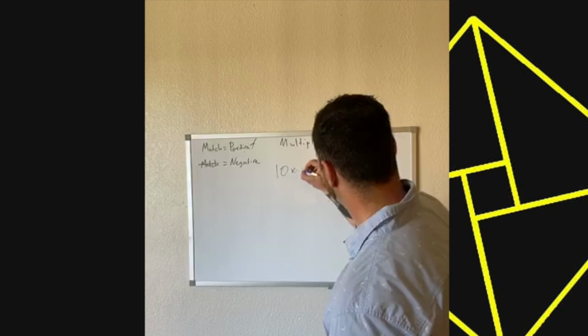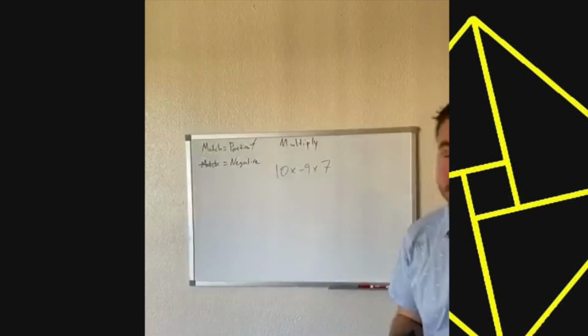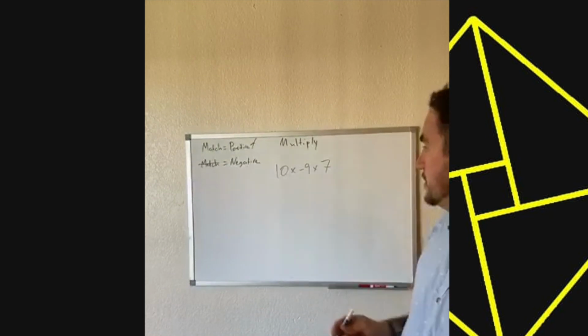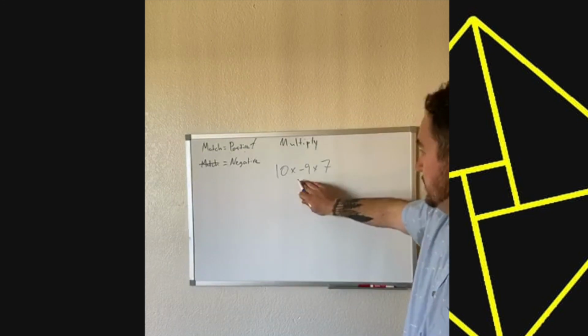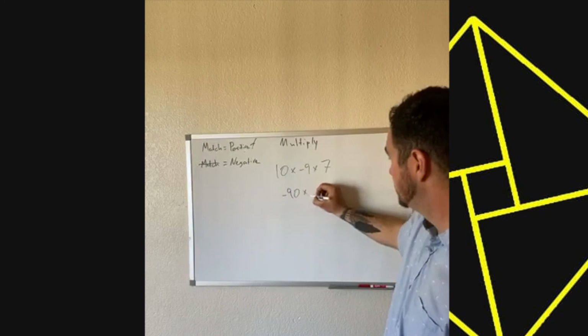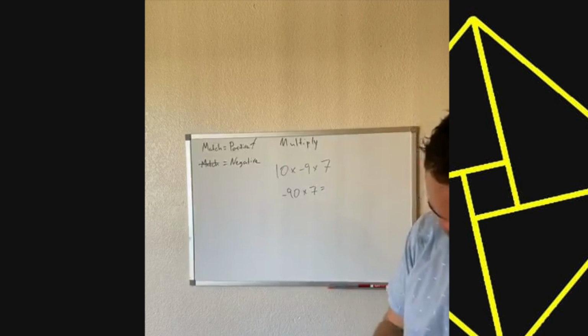So 10 times negative 9 times positive 7. And just like we did yesterday when we did the addition with 3 terms, we're going to do the same thing here, 3 terms, alright? 10 times negative 9 is going to be negative 90 times 7. Alright? Now, 9's trick.